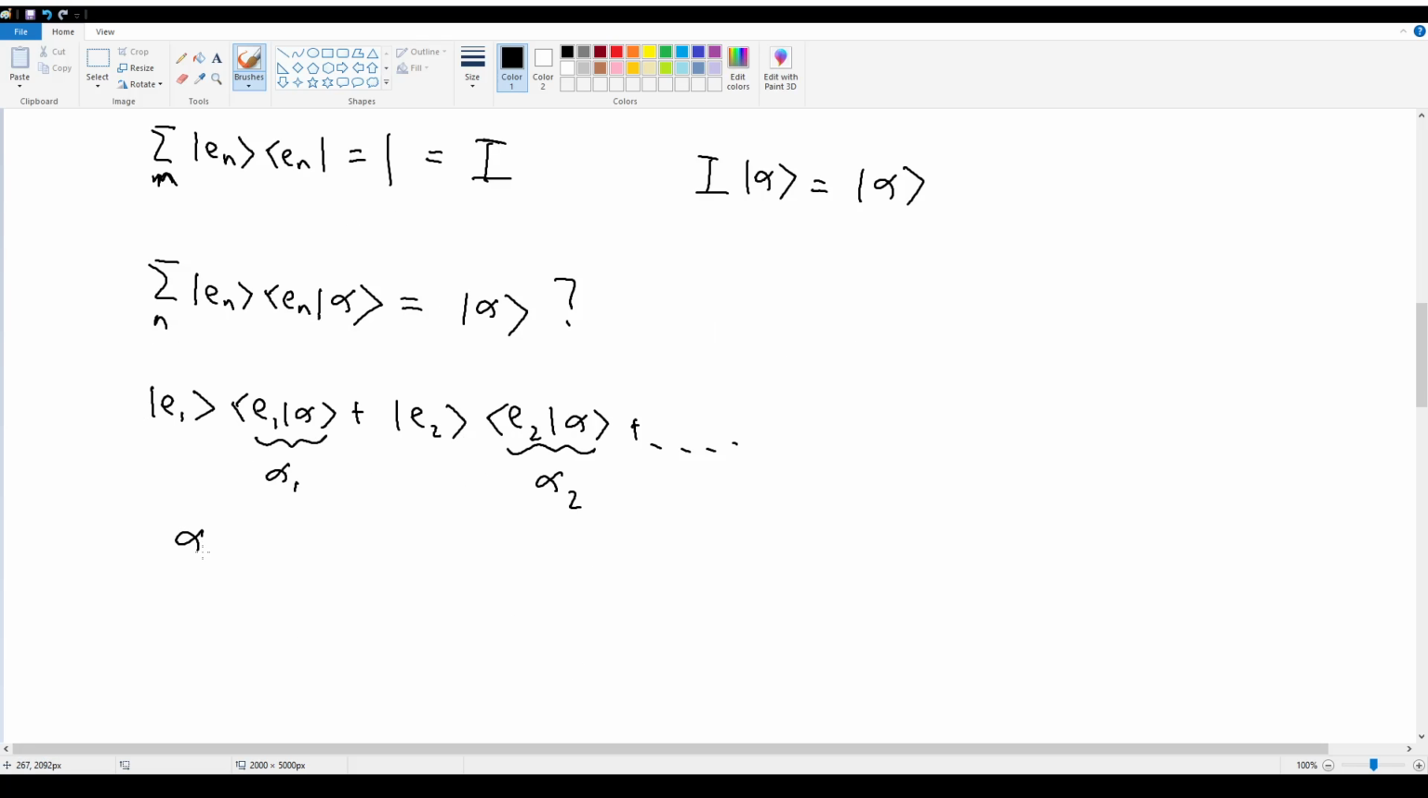So this is going to give me alpha 1 times the vector E1 plus alpha 2 times the vector E2 plus and so on, which is literally just the definition of alpha, but expanded in terms of the bases that you're used to describe it. So if this is true, then that means that this summation term must equal the identity matrix.